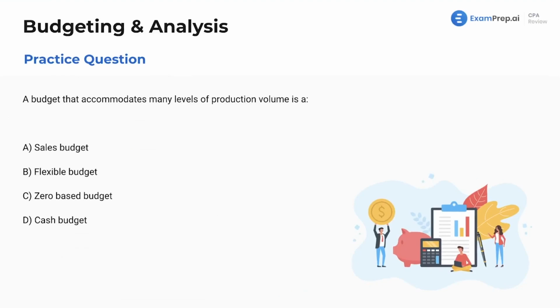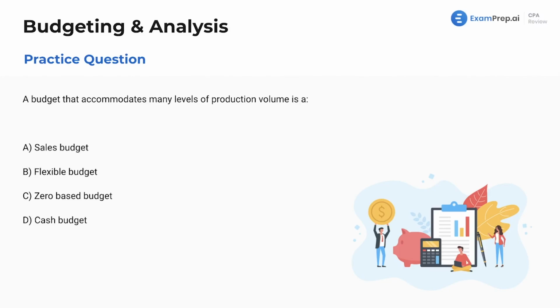All right, budgeting and analysis, multiple choice questions. Let's take a look. A budget that accommodates many levels of production volume is what? Really, the best way to approach this question is to be familiar with each of these types of budgets, the definitions of them, when they're used, etc. And that's what we're going to do.